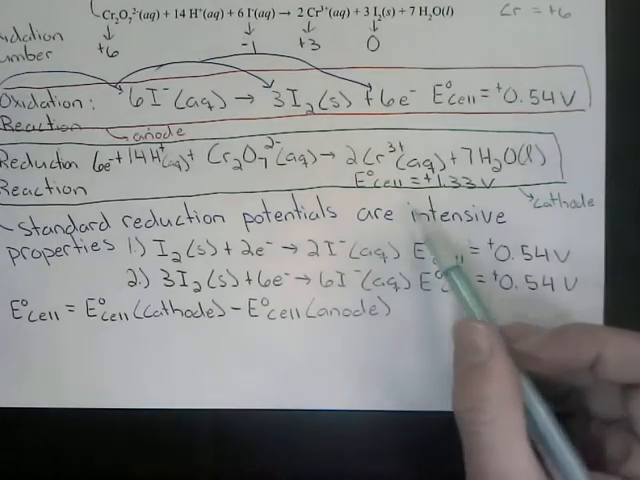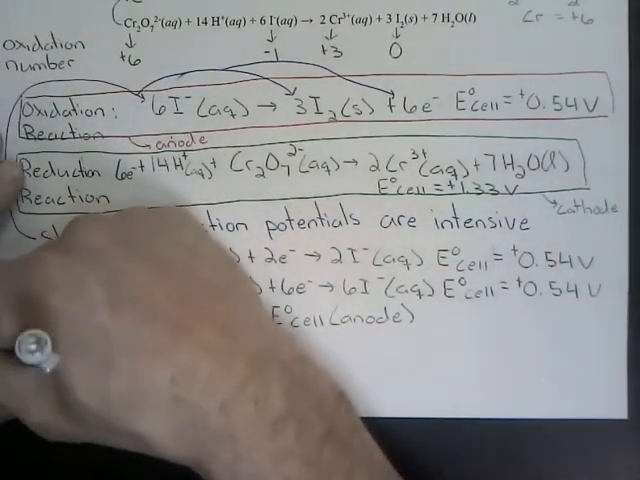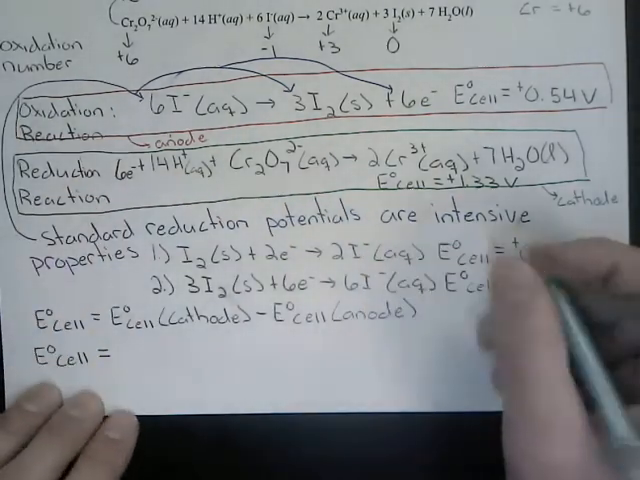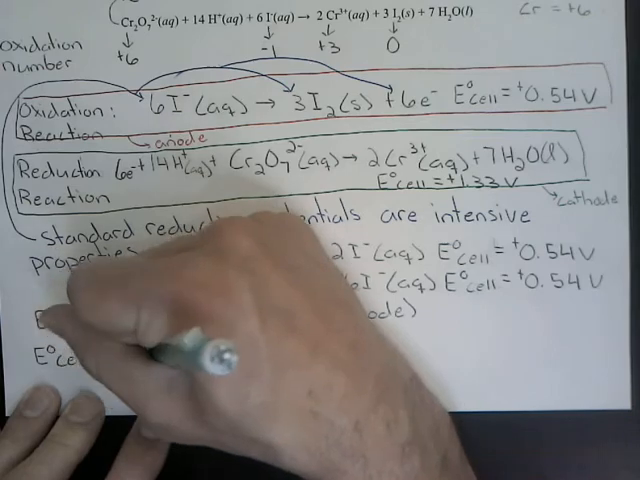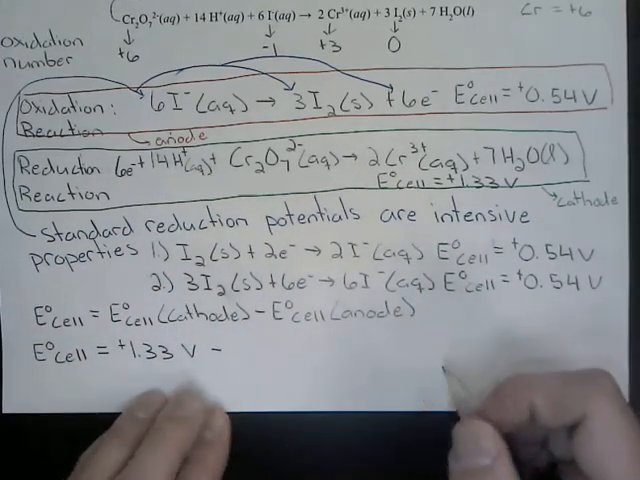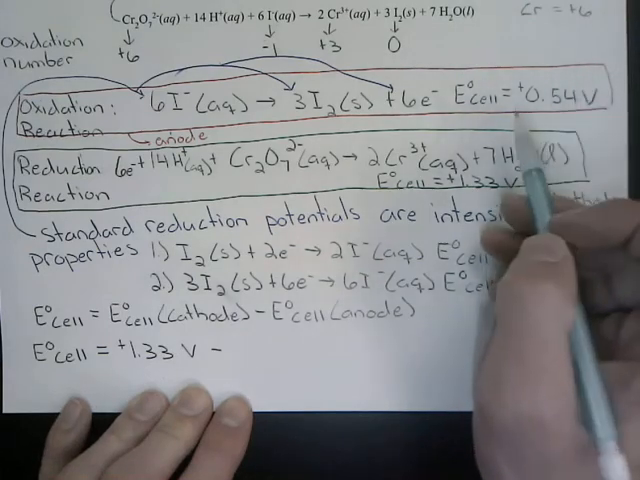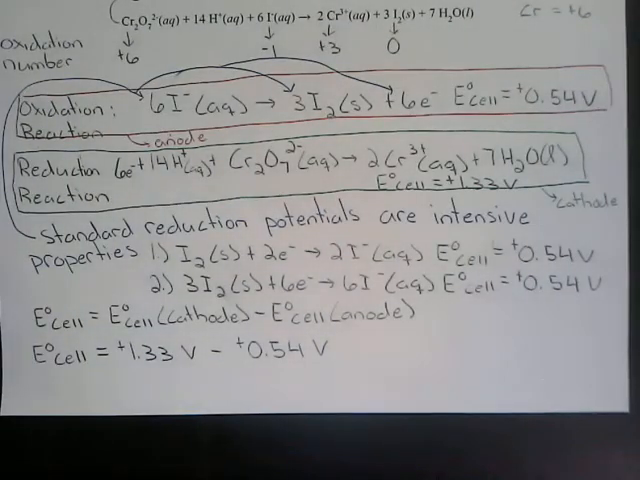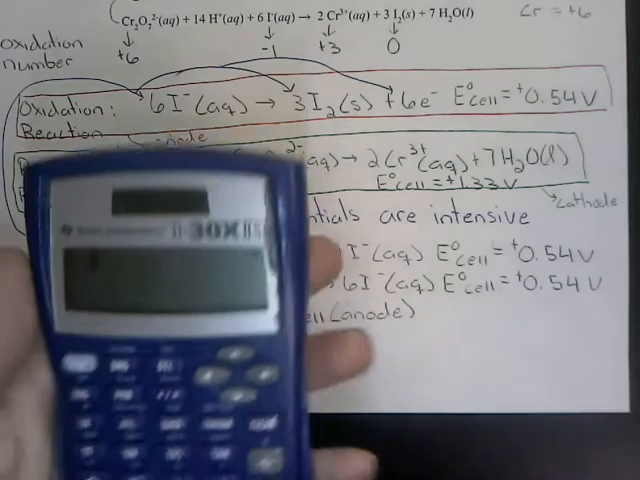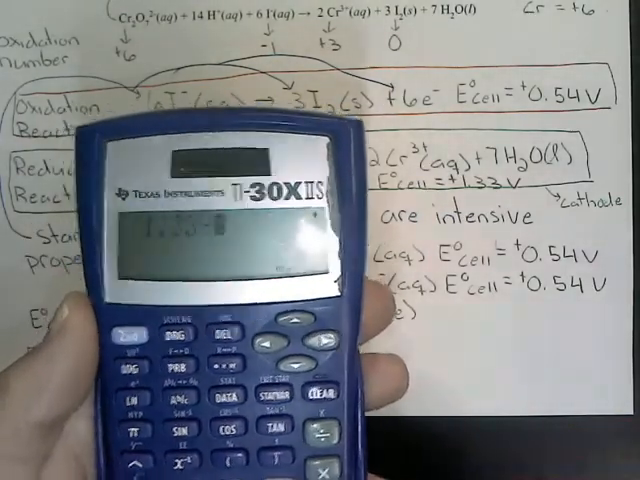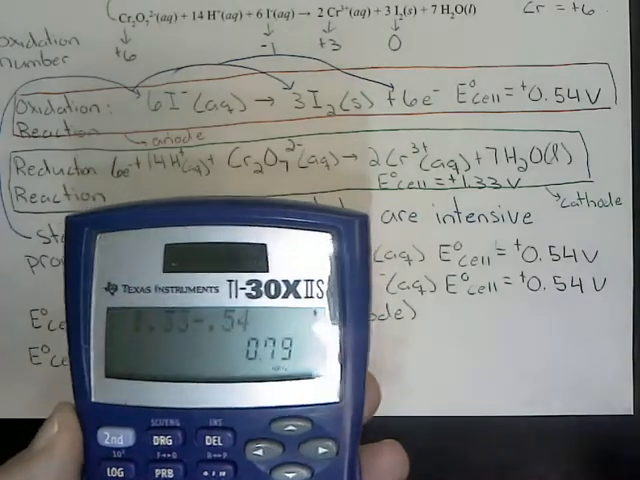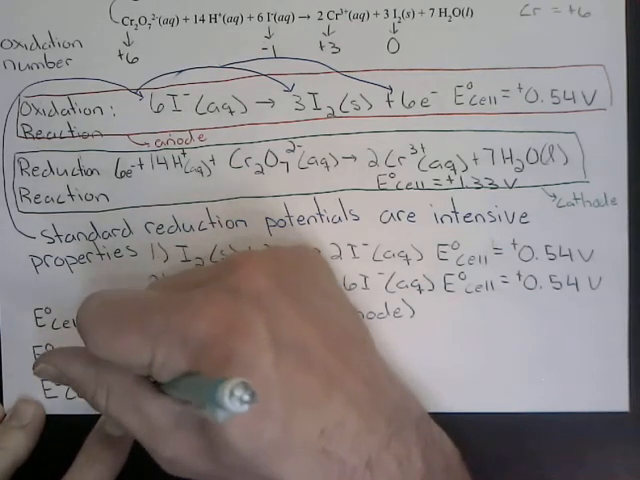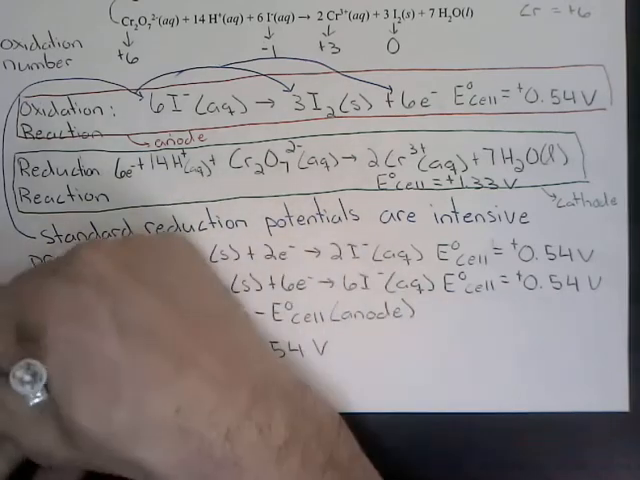Okay, so now we just need to plug in the values that we looked up in our chart. To find the overall cell potential here, we plug in the value for the cathode, which is a positive 1.33 volts. We subtract from that the cell potential of the anode, which is a positive 0.45 volts. So the way in which we solve for this particular problem is we take 1.33 minus 0.45, and we get a value of 0.79, and that is a positive. And again, I like to put my positive sign here, so we have positive 0.79 volts.